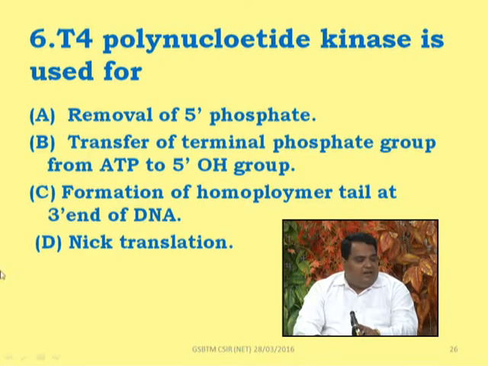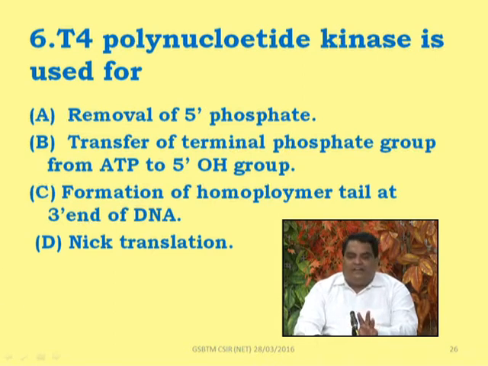So polynucleotide kinase is used for rephosphorylation, labeling nucleic acid molecules at the end. And in the case of Maxam Gilbert DNA sequencing, or in the case of probe preparation through end labeling, these two enzymes have a very important role in dephosphorylation and rephosphorylation. So polynucleotide kinase is mostly used for rephosphorylation, and therefore this one, the transfer of terminal phosphate group from ATP to 5' OH group, is correct. Removal of 5' phosphate is done by alkaline phosphatase, what we call dephosphorylation.